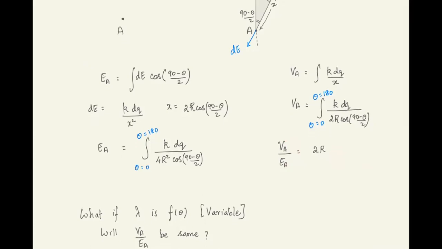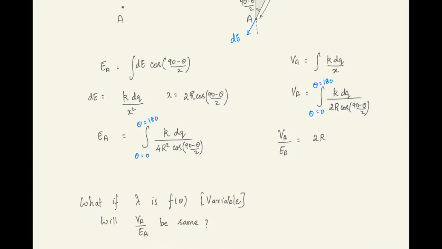Now here there is a very interesting thing for you to ponder upon. What if lambda is going to be some function of theta? Let's say a variable lambda. Then what happens to this ratio VA by EA? Will it still remain the same? You just pause the video and try to think about it. Will it be same or will it be different?